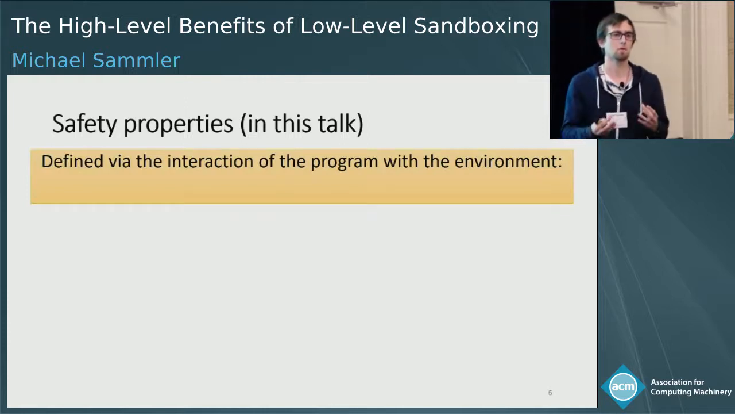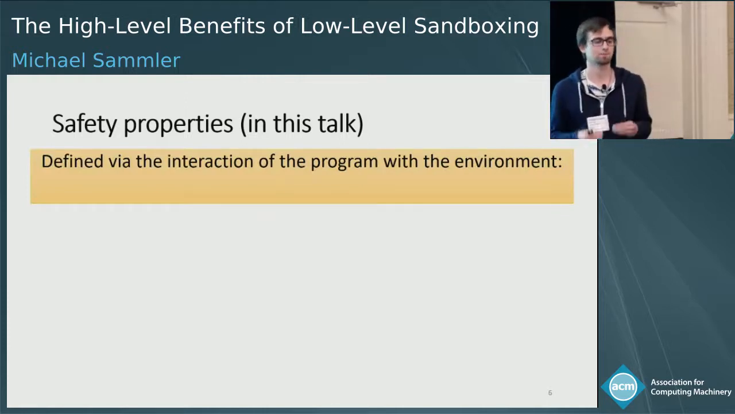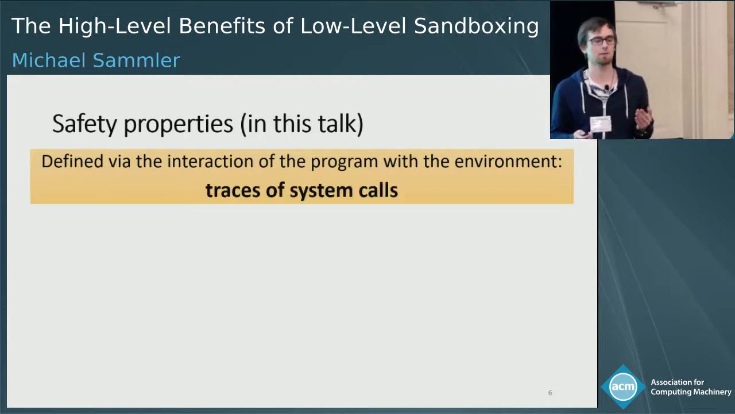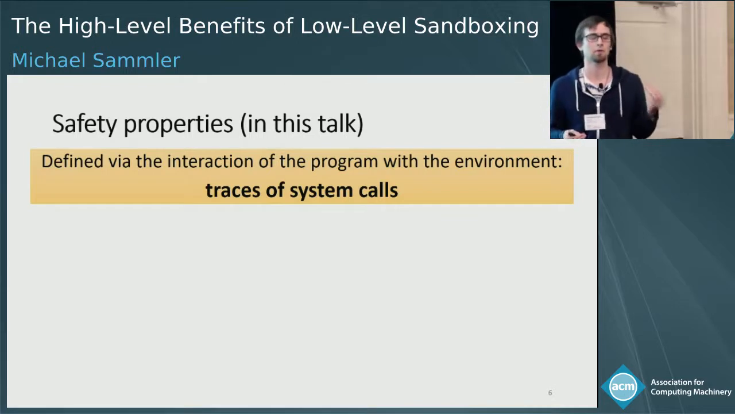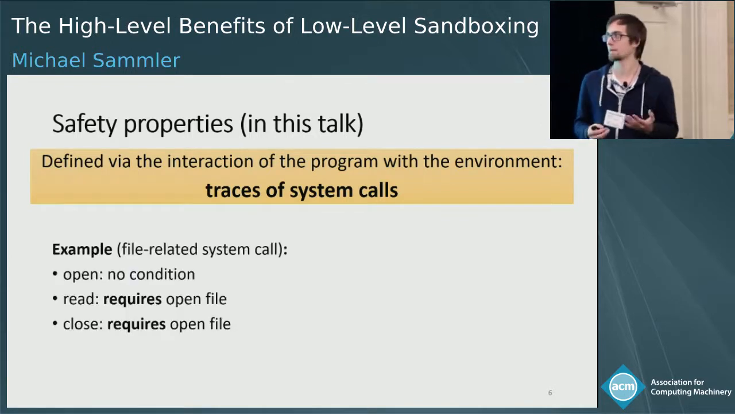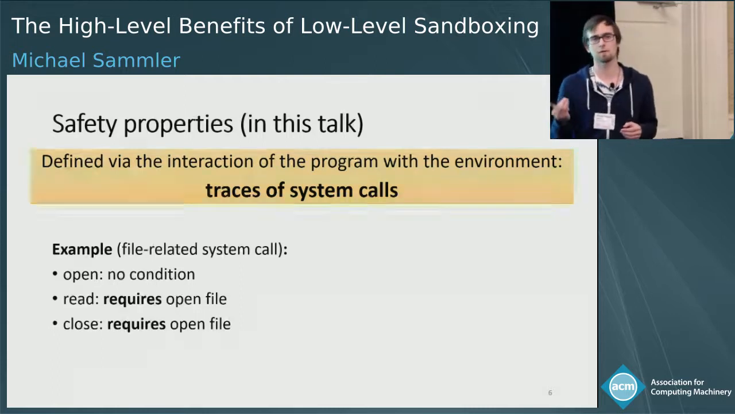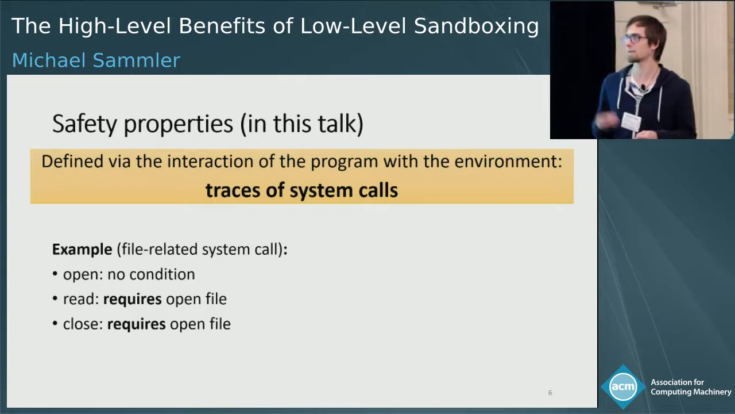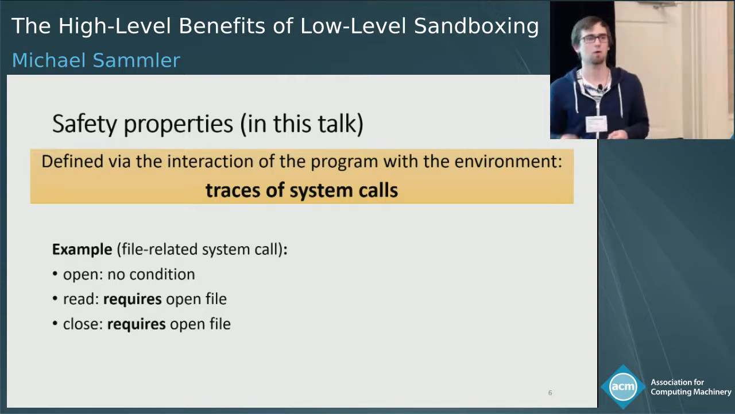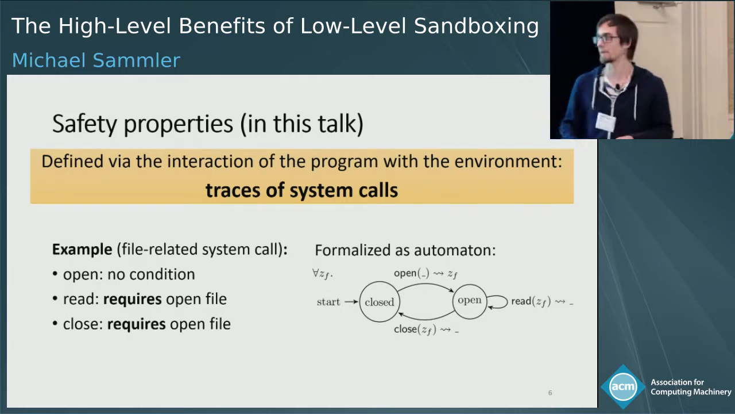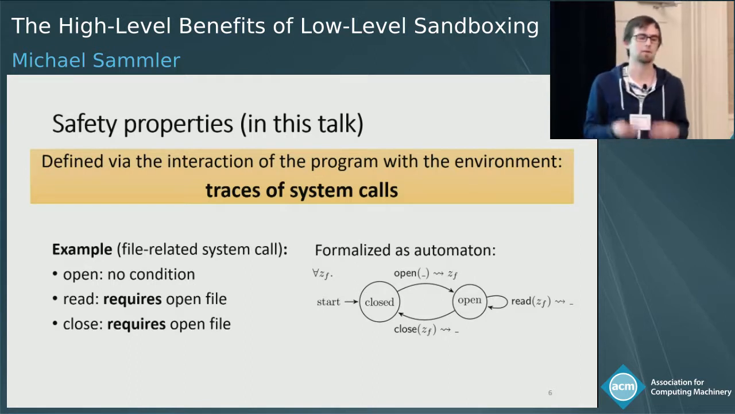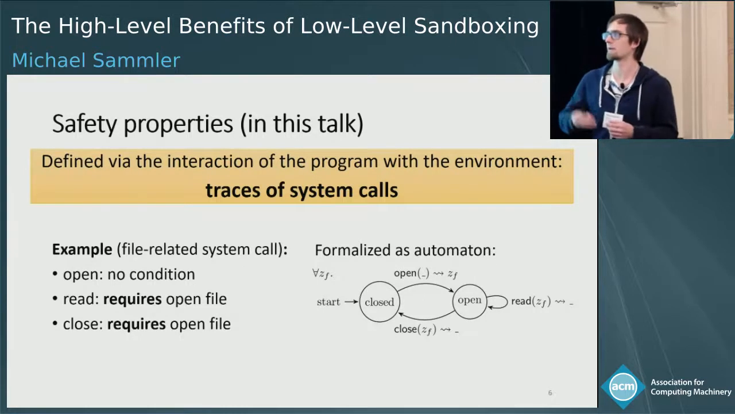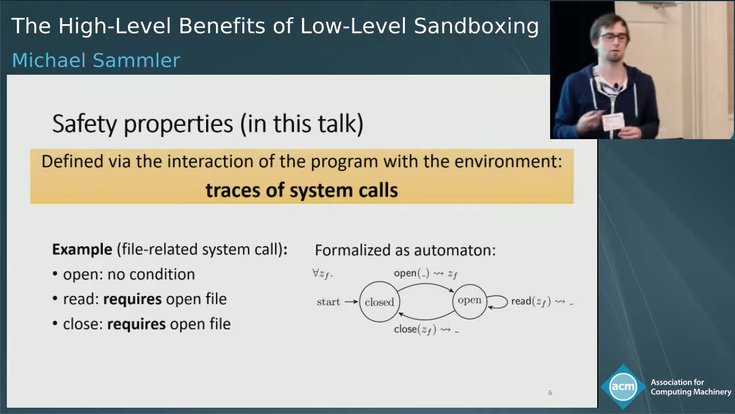What we care about for a program is how the program interacts with its environment. And in this low-level setting, the interaction with the environment is the system calls. So in this work, we define safety via the traces of system calls produced by a program. Let's say you have, for example, open, read, and close system calls for interacting with a file system. You might care about the safety property that you only call read and close on open files, and you can formalize such safety properties as automata, as for example, this automaton formalizes the safety property. In our work, we are generic over safety properties formalized as such automata.